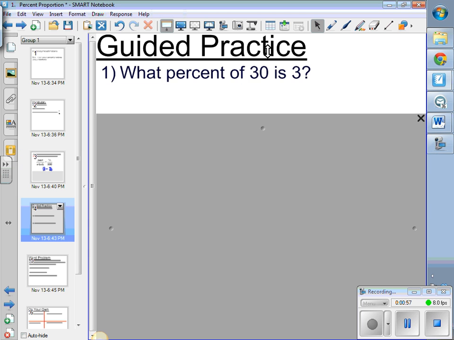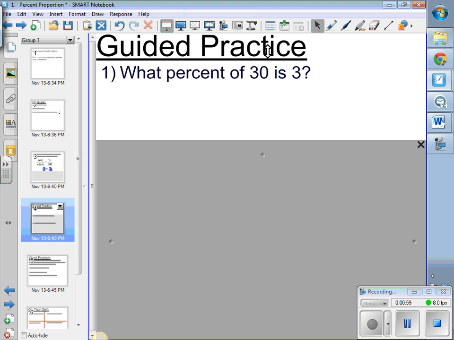Guided practice. What percent of 30 is 3? So remember I said is over of. So is, your 3, that's your part. Of, that's your whole, your 30. The 100 always goes right here. And this is our unknown, our x.